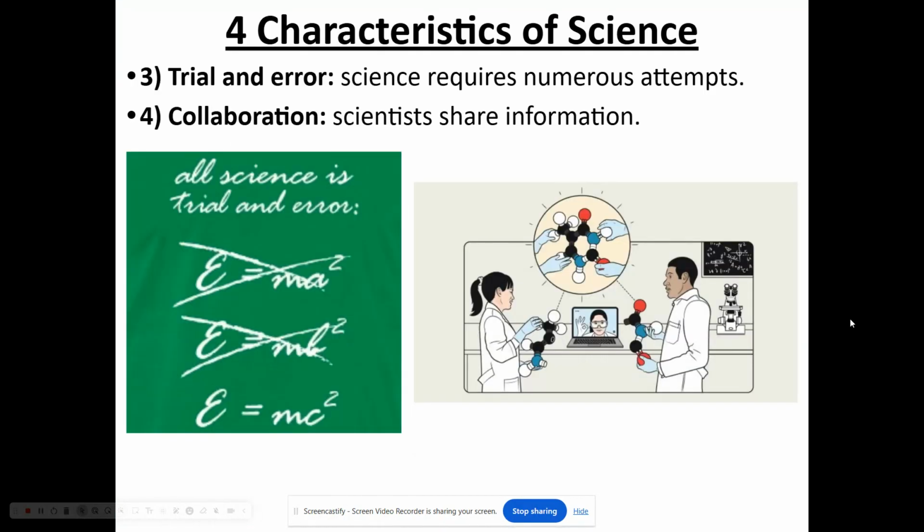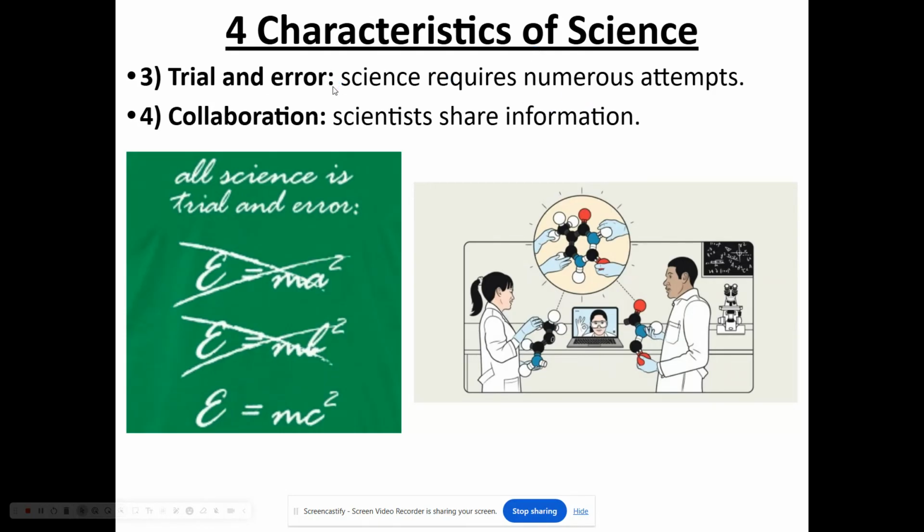The last two characteristics are trial and error and collaboration. What's important to understand about science is that it's not perfect the first time you do an experiment. Science requires many attempts to understand the world around us. If we're trying to find a cure for a disease or create a drug that helps to cure a disease, the first trial is never perfect. You have to do thousands of trials until you find something that allows you to treat that disease more effectively. So trial and error is actually a very important part of science.